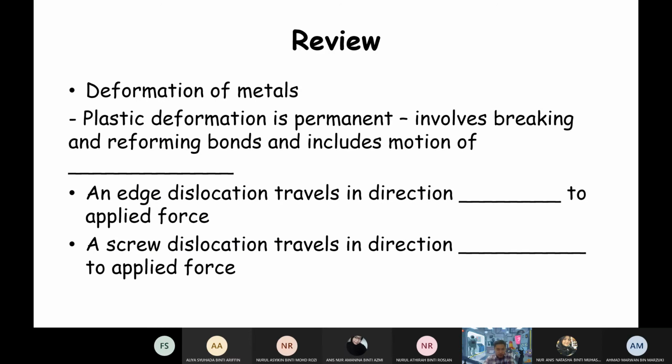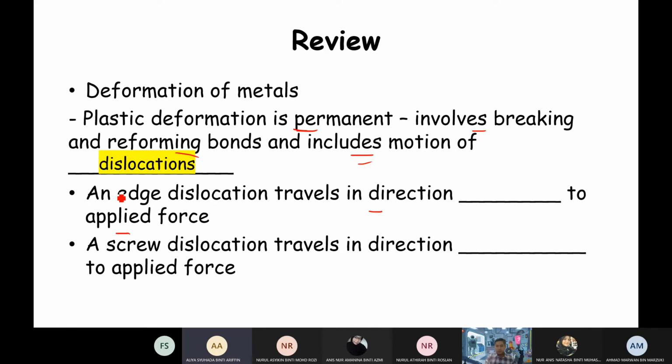Okay, we do some review here. Deformation of metal: plastic deformation is permanent. It involves breaking and reforming of bonding and includes the motion of what? Dislocation. And edge dislocation travels in what type of direction?